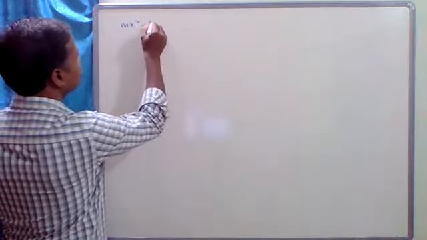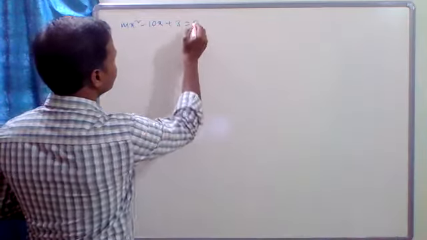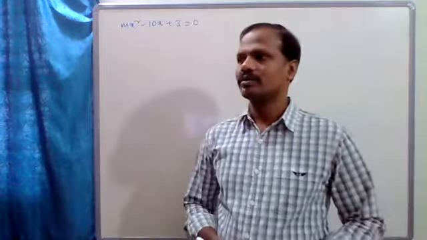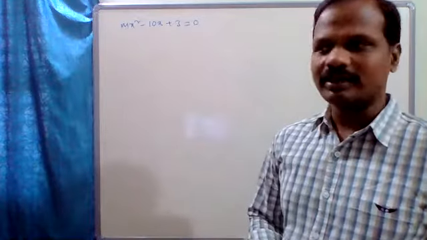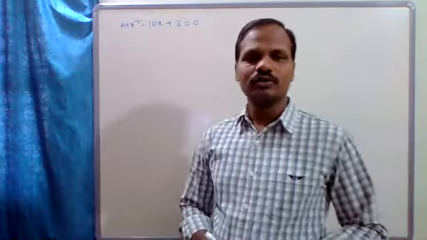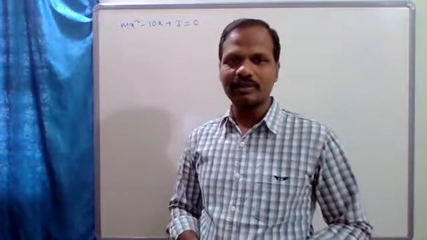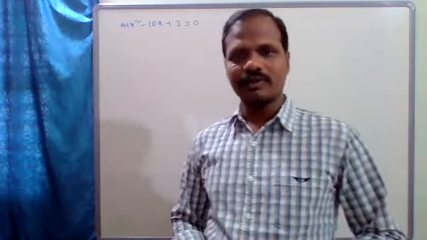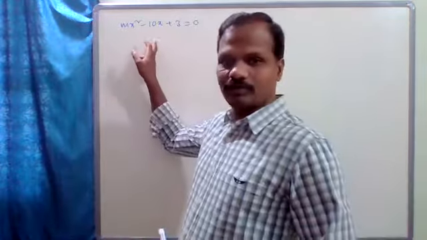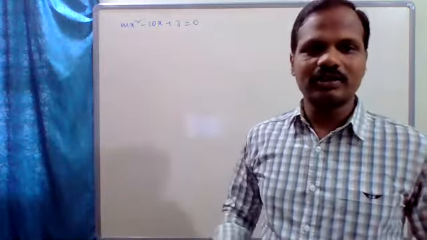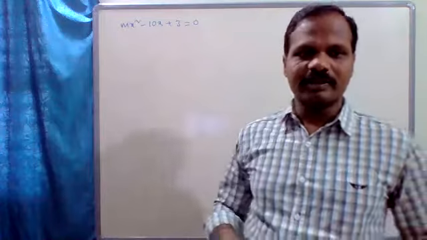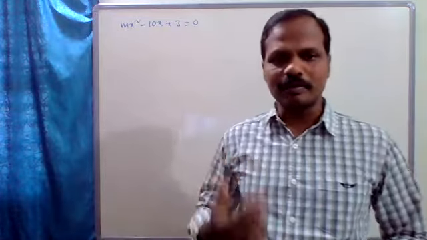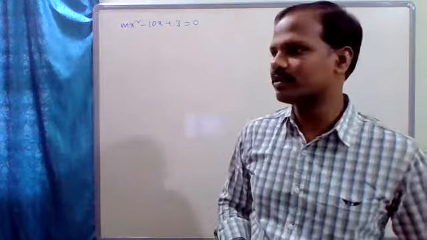mx square minus 10x plus 3 equal to 0. One root of this equation is 2/3 of the other one. Then find the sum of the roots. Once again I will repeat. If one of the roots of this quadratic equation is 2/3 of the other one, then find the sum of the roots.